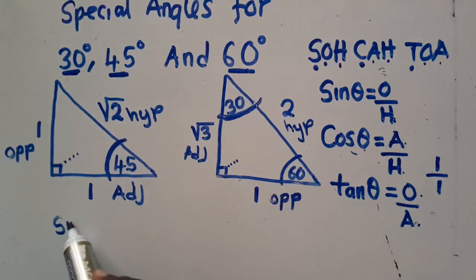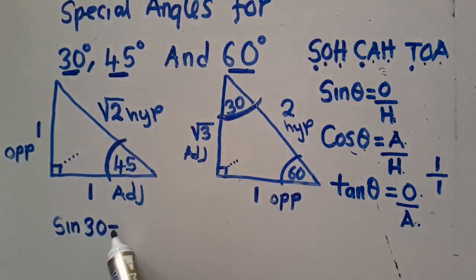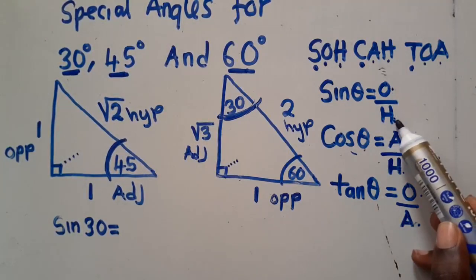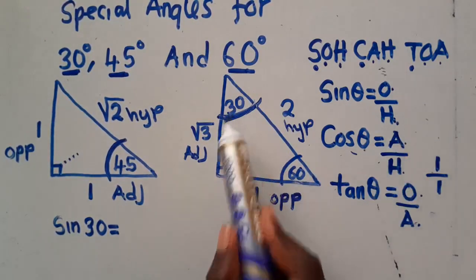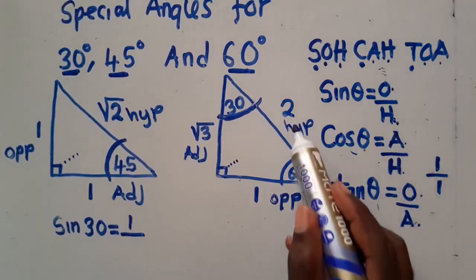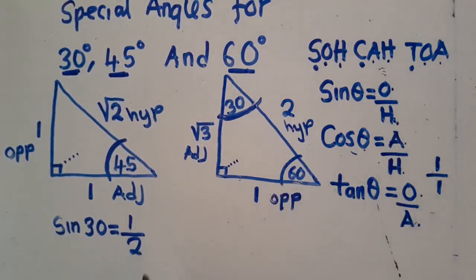How can we find sine 30? Sine 30 is equal to what? Opposite over hypotenuse. Opposite is 1, so 1 over hypotenuse. What is my hypotenuse? 2. So I put my 2 there, which means that sine 30 is equal to 1 over 2.